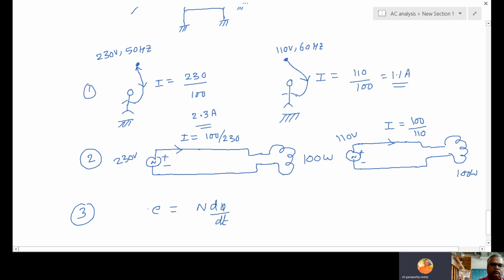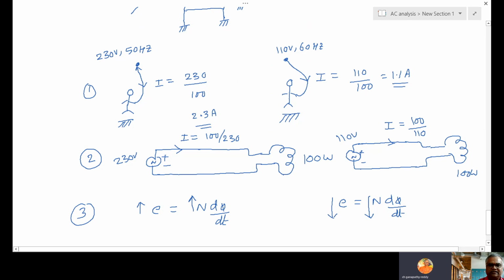So 230 volts or 110 depends on the number of turns and the rate of change of the flux linkage. Now, more voltage in India means more number of turns. More number of turns, more voltage is coming. Whereas in America, N d phi by dt, they used fewer turns and generated low voltage.